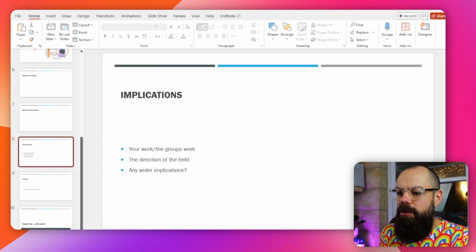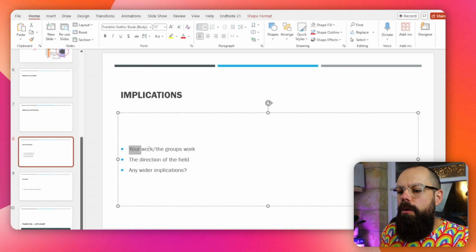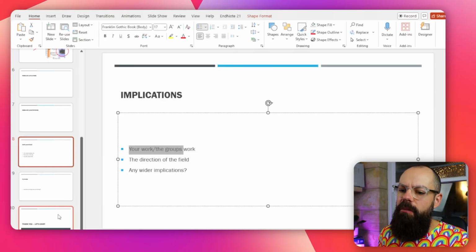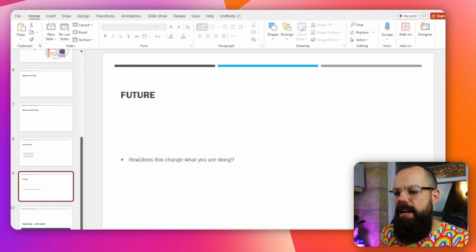Everyone jumps in. Implications is so important. Make sure that you understand what the work means for your work or your research group, or the directions of the field, or any wider implications that this paper has, because you've chosen a paper, hopefully, that is actually interesting to talk about. Something that interests you, something that surprised you, and then we're going to talk about the future directions. How does this change what you are doing? That's what people are interested in.